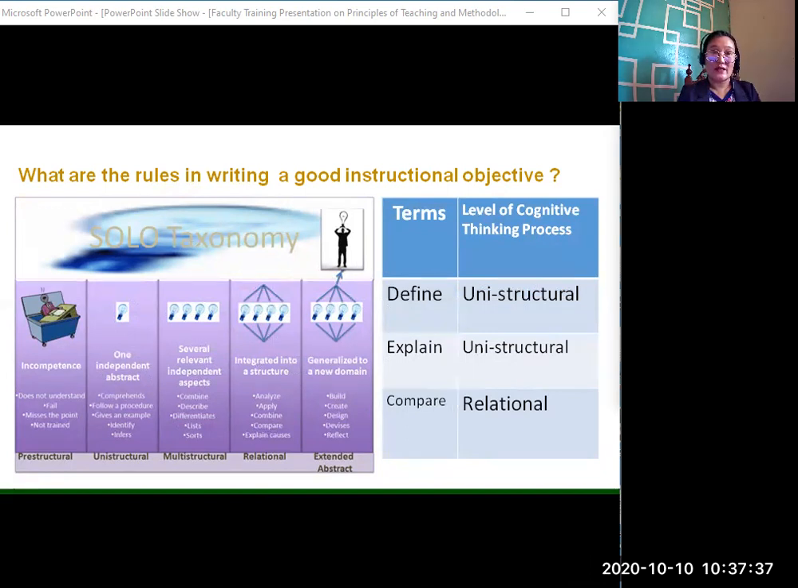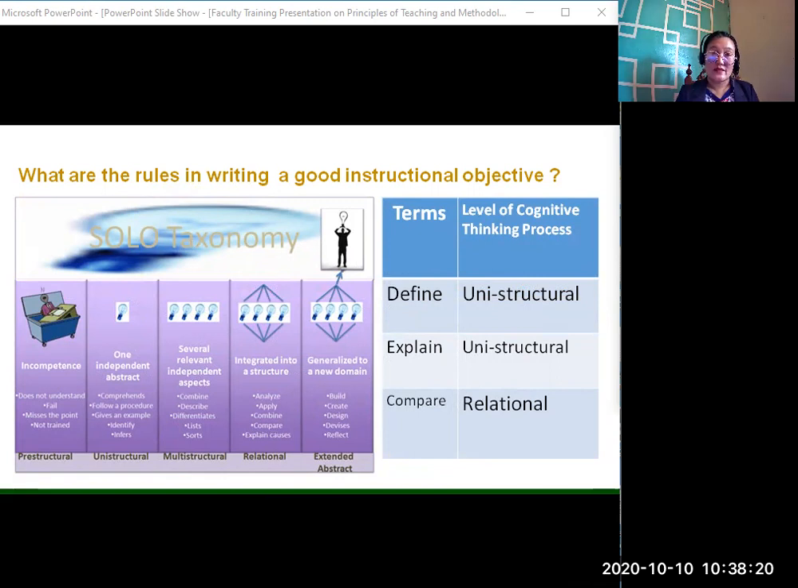The next level is relational understanding. This is described as integrated into a structure. So the students here will be able to analyze, apply, combine, compare, and explain causes. We can see in this level that the students' level of understanding will enable them to integrate into a framework in order to apply the learned concept, or to combine learned concepts in order to be integrated into a certain structure.